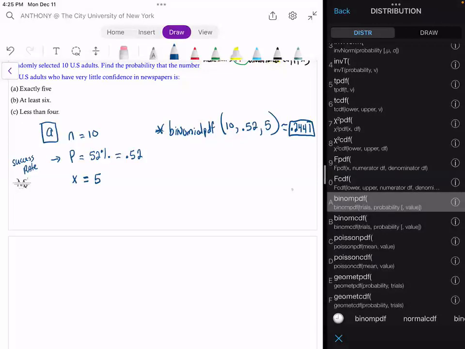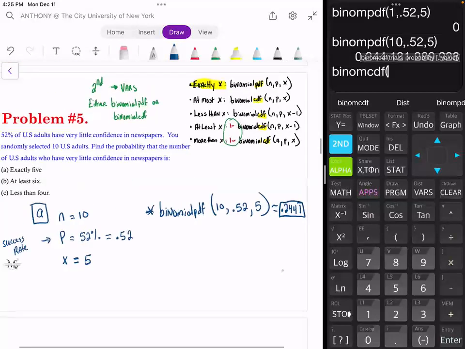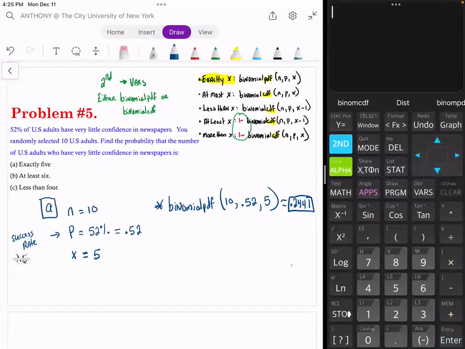So it's either the one that says A or B. A is the PDF and B is the CDF. Oh, so then it says like trials, P and... That's right. Okay, yeah, I got it. So your trials is your N, and your P is a success rate, and X is exactly whatever number that you have. Okay, got it.